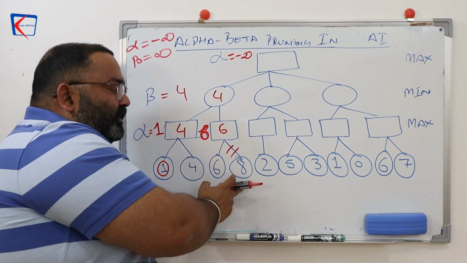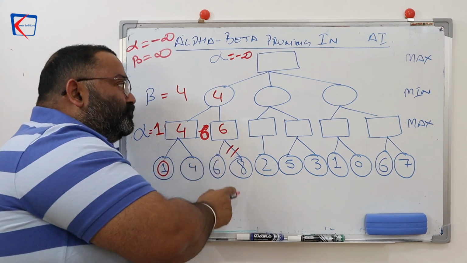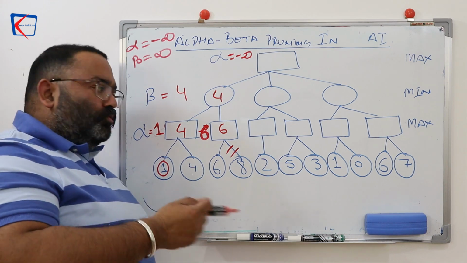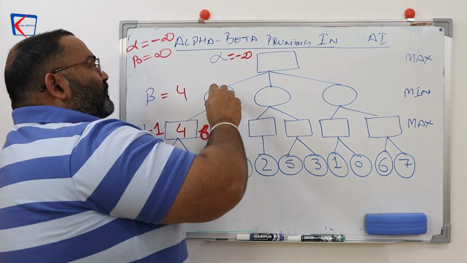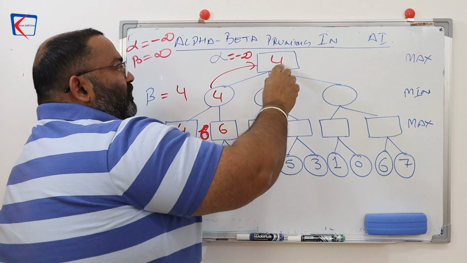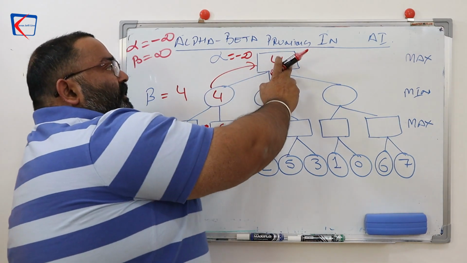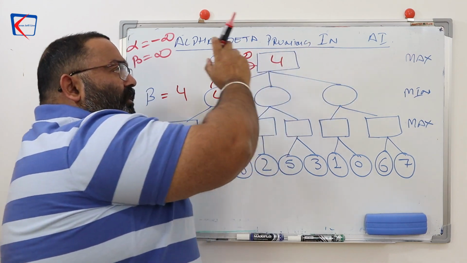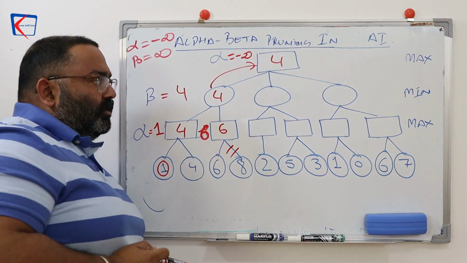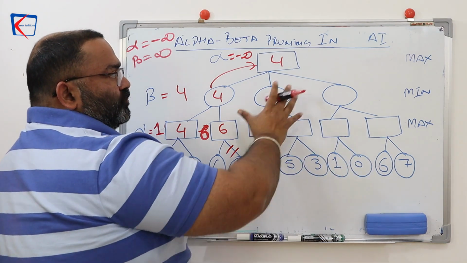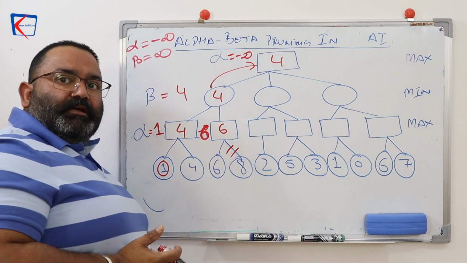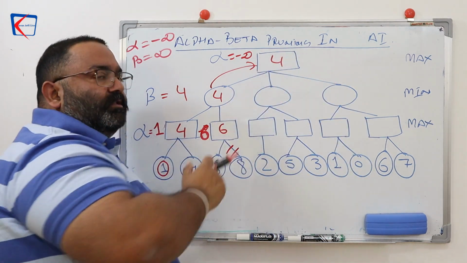So we prune it. And we propagate the value of 4 here. Now here 4 becomes max for the time being. Now we have all this tree to explore so that we can find a value which is bigger than the 4.